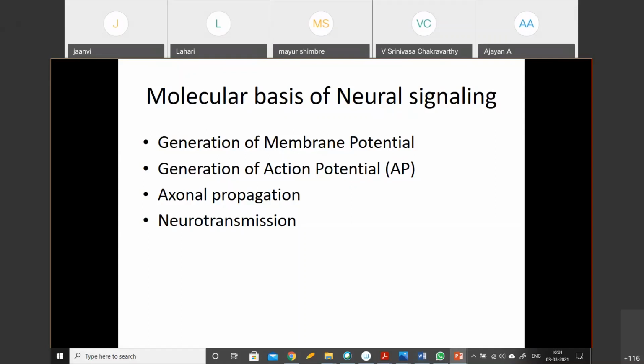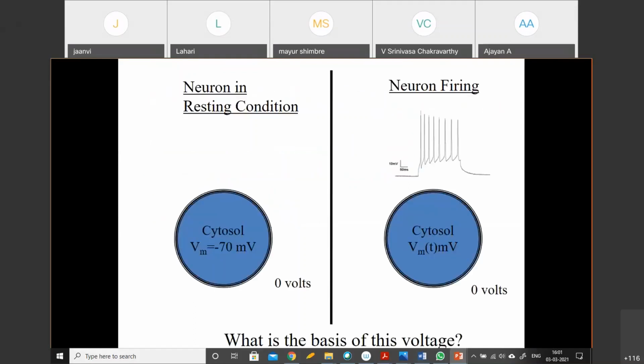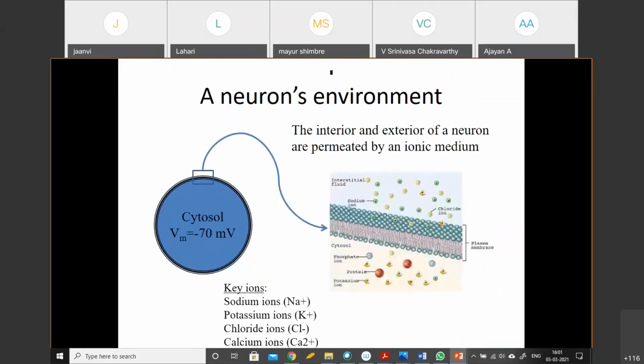Then the last thing: what is neurotransmission, and how is that chemical released by the presynaptic terminal? So let's talk about this. Now, like I said, when a neuron is in the resting state, there's a voltage of minus 70 millivolts. When a neuron is in what is called the excited state, this voltage undergoes sharp fluctuations in the form of action potentials. So we already know this. Now, how does it happen? What is the basis of this electricity?